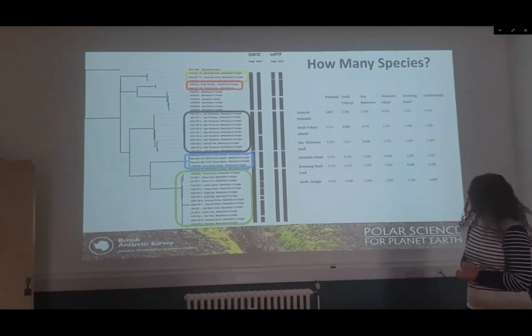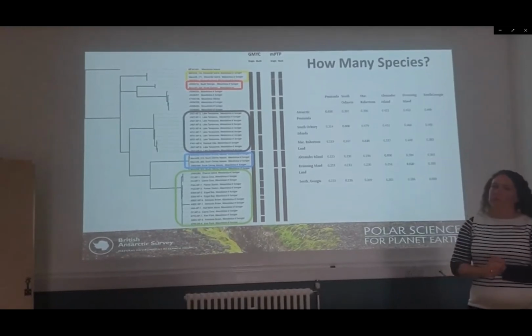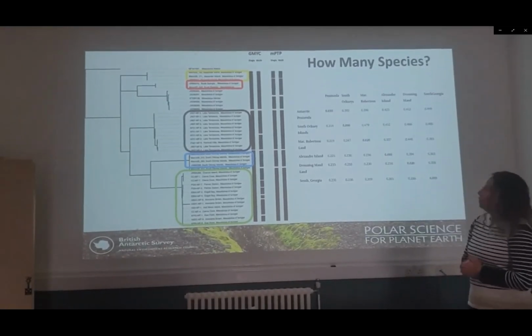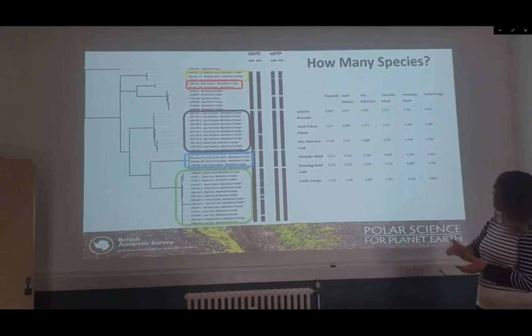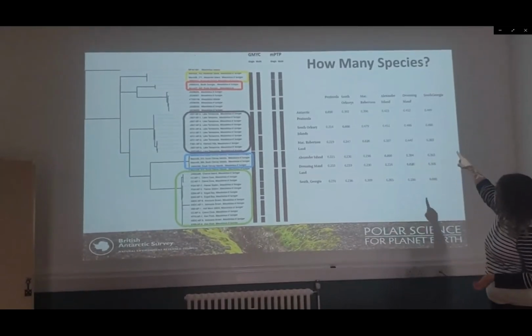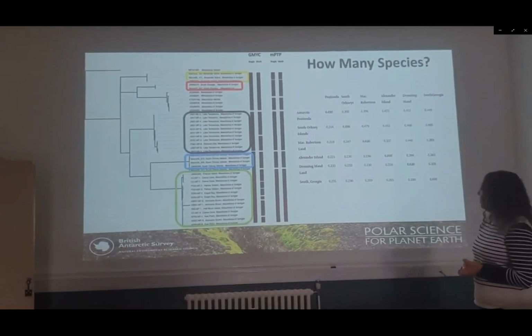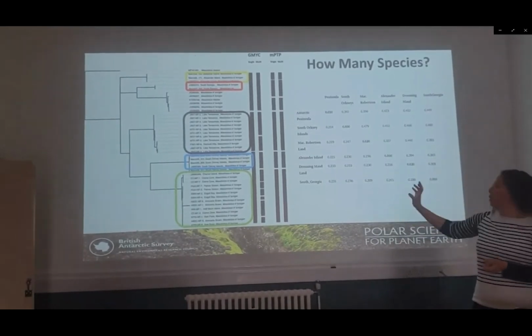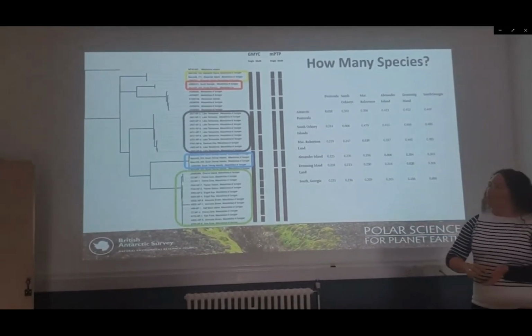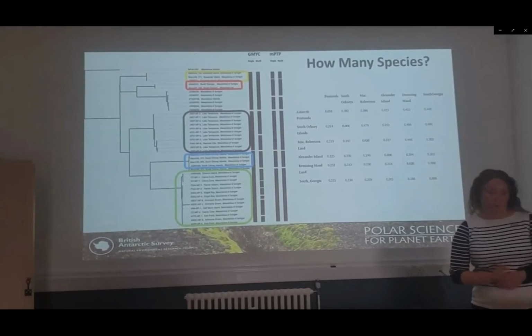And if we take a look at the percentage differences between these populations, we can see that they're really huge. The Antarctic Peninsula and Dronning Maud Land, for example, have a 45% difference. So this is telling us that these are very distinct, isolated populations that have been isolated for a very long time.